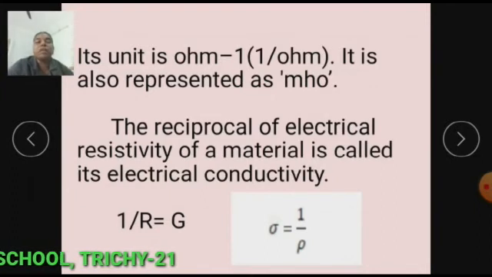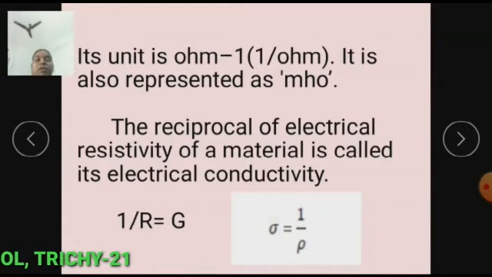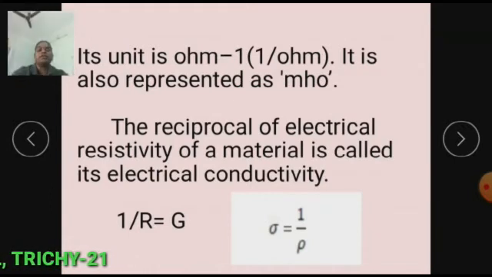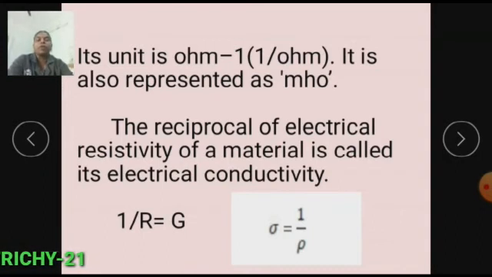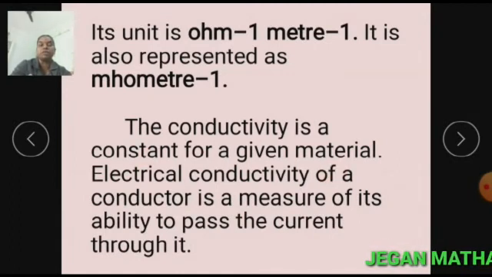The reciprocal of electrical resistivity of a material is called its electrical conductivity. Here, rho is the electrical resistivity. 1 by rho equals electrical conductivity sigma. So, sigma equals 1 by rho. The unit of electrical conductivity is ohm inverse meter inverse. It is also represented as mho, that means ohm inverse is mho. So, mho meter inverse. The conductivity is a constant for a given material.